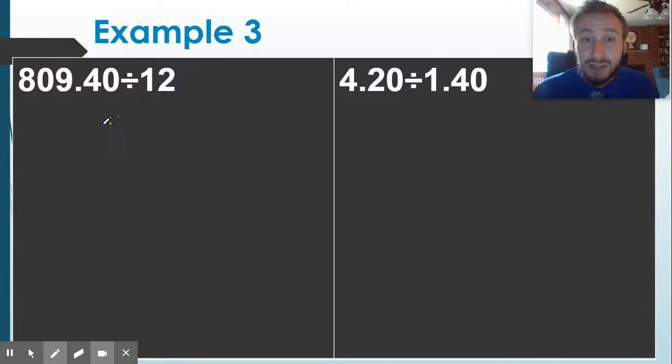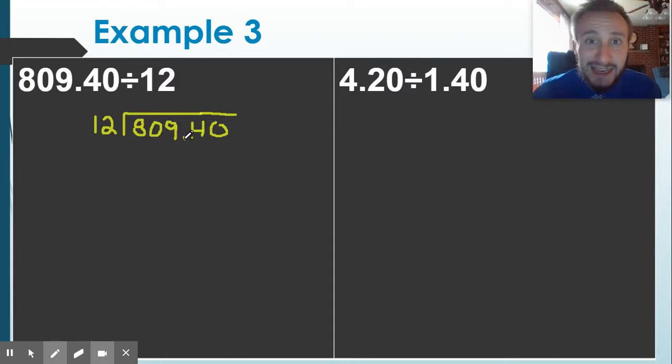Our divisor goes on the outside, so I'll say 12 divided by 809.40. What I would do right off the bat, we're not messing with decimals yet, is take this decimal and put it at the top so we don't forget about it. Now we want to divide just like normal.